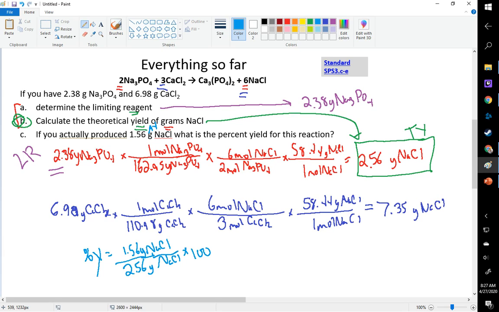Handy dandy calculator tells me that I get 60.9% yield. But since every other number has three significant figures, we're just going to stop at the 60.9% yield. So we made 60% of the product we expected to make. Not great, but not bad. I mean, it could be worse. So this was not a very bad percent yield overall. So this is connecting percent yield to theoretical yield.